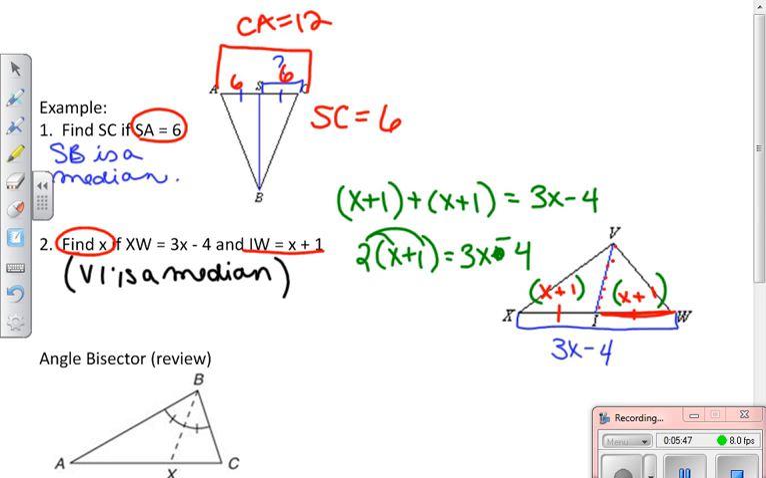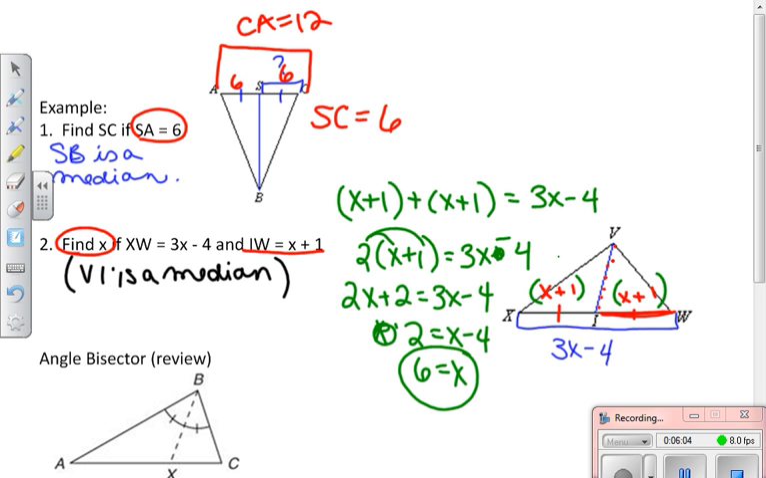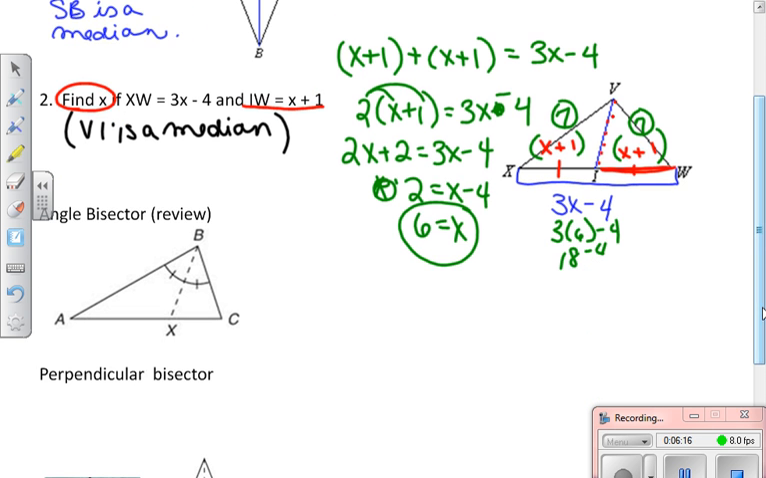So I'm going to do the distributive property. 2x plus 2 is equal to 3x minus 4. Subtract 2x from both sides. Add 4 to both sides, and x is 6. Again, you can substitute it in. That means this is 7. This is 7. 3 times 6 minus 4. This better be 14. 18 minus 4 is 14. And so everything checks.